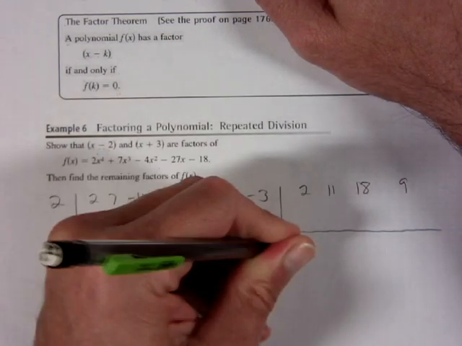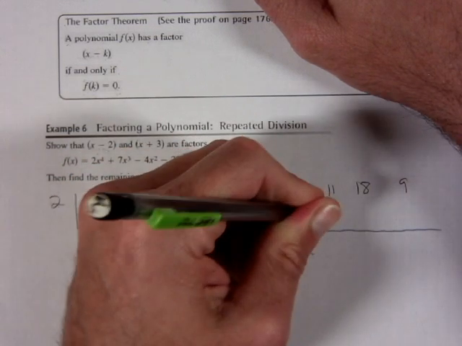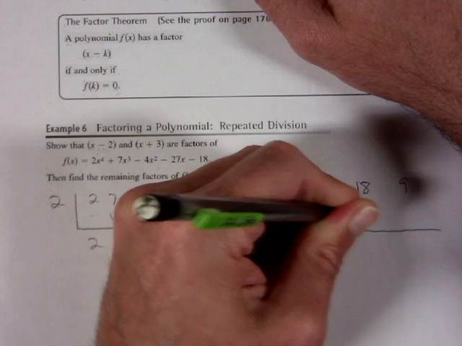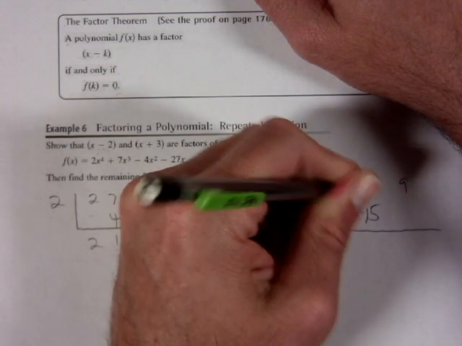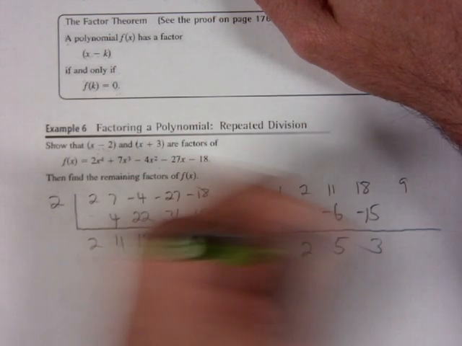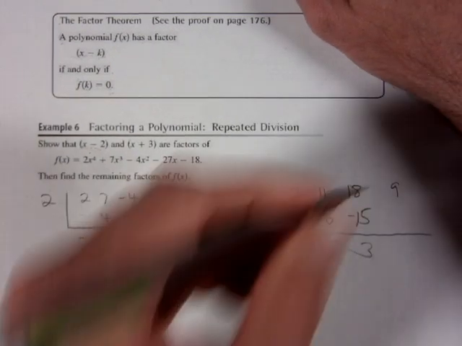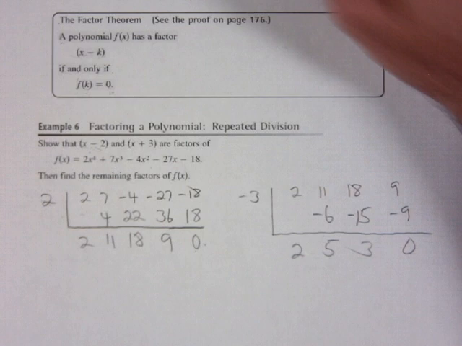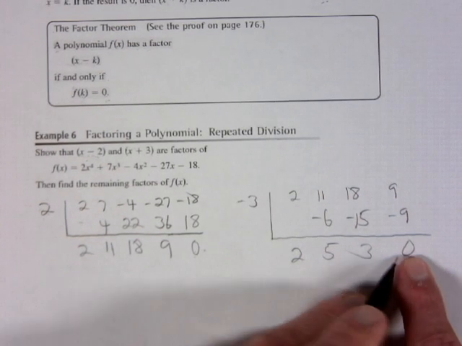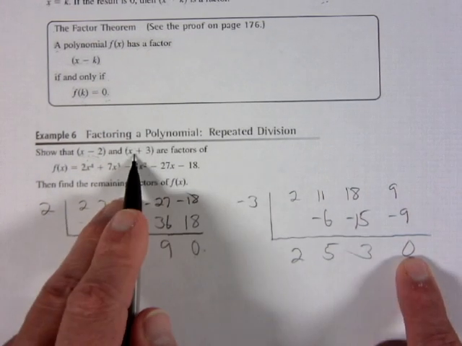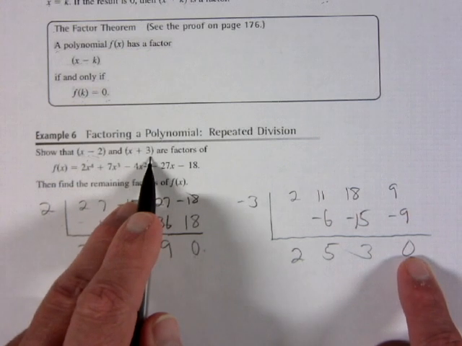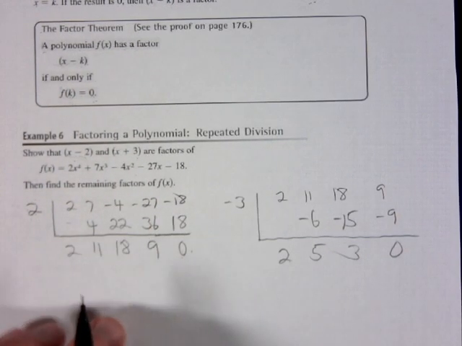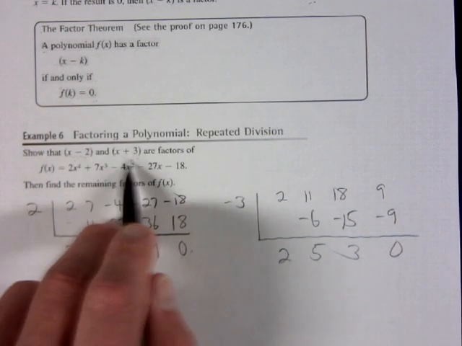The 2 will drop. 2 times -3 is -6. That'll subtract off and make 5, times -3 is -15. Plus 18 is 3. Times -3 is -9. And then guess what we've got here? We got 0. So now, since this is 0, we have shown that x plus 3 is a factor by the remainder theorem and the factor theorem. That now shows that this is also a factor. So these are two factors.